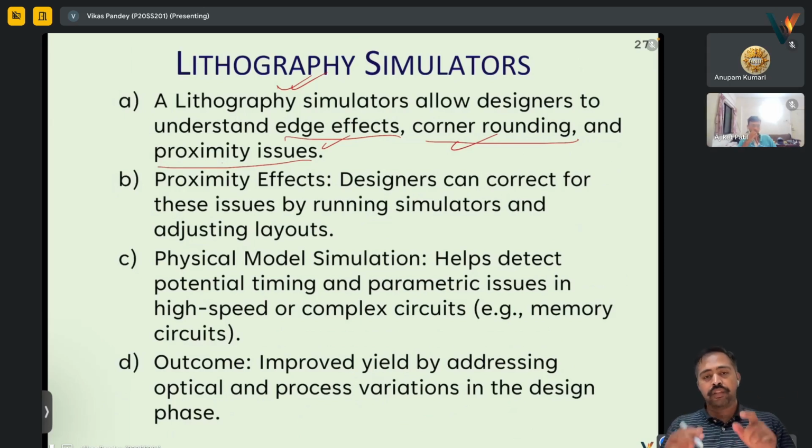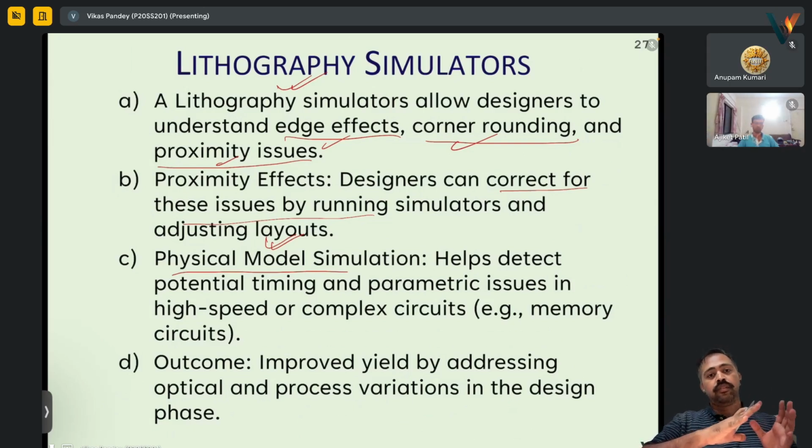Based on that, sometimes there are tools which will give feedback on what corrections we can do and what the layout considerations are. So while designing the mask itself, some corrections it will suggest, so we can do those corrections, or we can go for physical model simulation. That is, what will be the timing and parametric issues in high speed and complex designs.